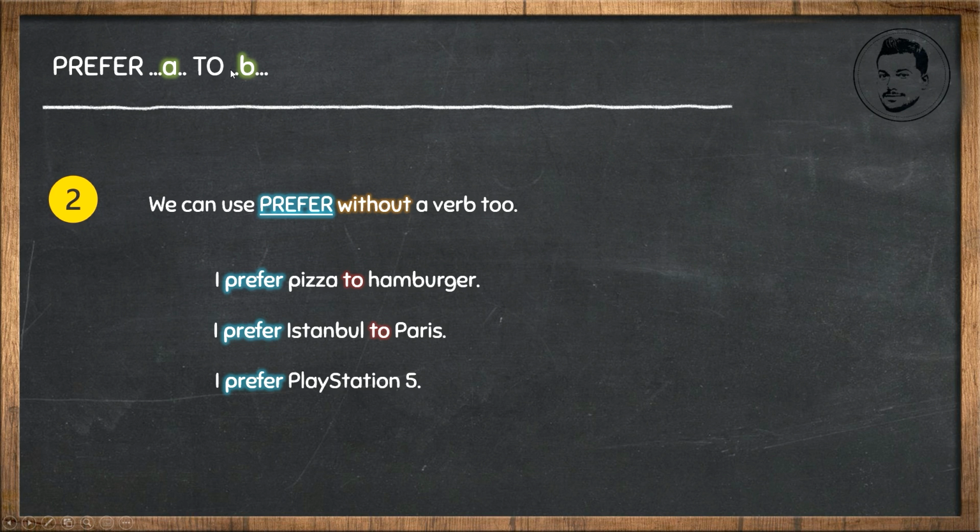These are like brothers or sisters. I prefer pizza to what? To hamburger. I prefer this to this. I prefer Istanbul to Paris. I prefer this to this. Alright? Easy.